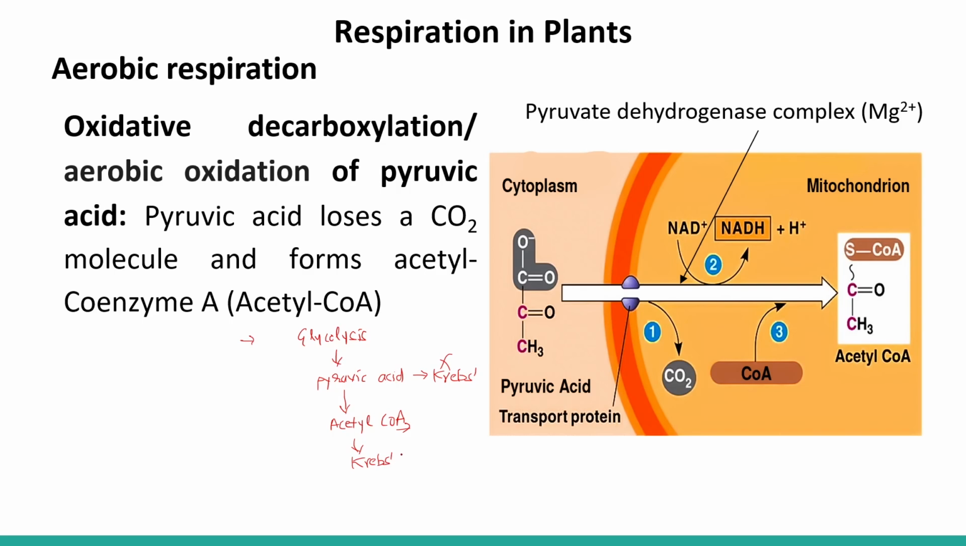which takes place in the mitochondria. So this conversion of pyruvic acid to acetyl coenzyme A is known as oxidative decarboxylation of pyruvic acid, or you can say aerobic oxidation of pyruvic acid. Why do we say it is a decarboxylation? Because there is a loss of carbon dioxide. Pyruvic acid loses a carbon dioxide molecule and forms acetyl coenzyme A.